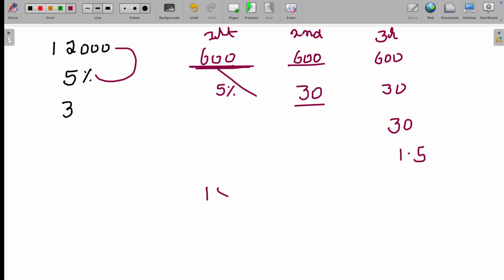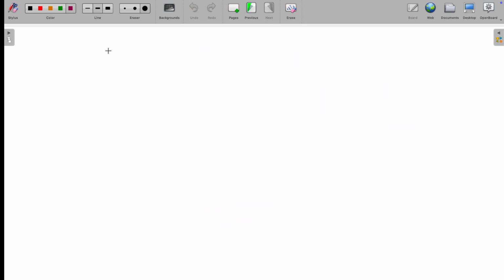1891.5. 1891.5. Clear? Understood this one? So one more we will do. You try this: 15,000, 5%, 2 years. Next type question will go 2 years. Find out and tell.